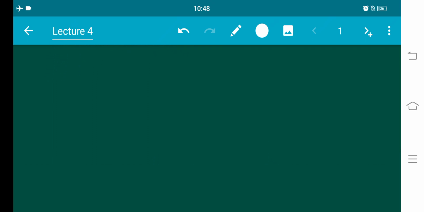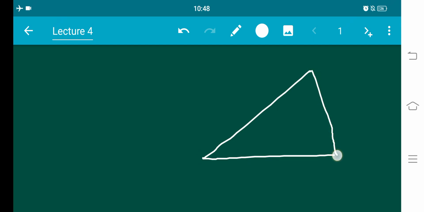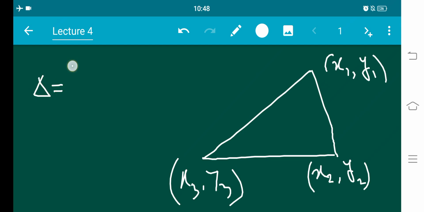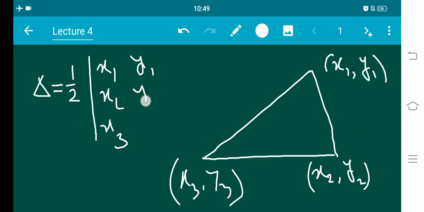Okay, so let us consider a triangle. Suppose the coordinates are x1 y1, x2 y2, x3 y3. Then the formula of area is given by the determinant of the matrix with rows x1 x2 x3, y1 y2 y3, and 1 1 1. Okay, so this is the area of the triangle. Compute this determinant and you will find the area of the triangle.